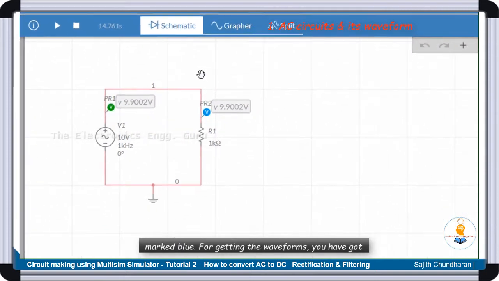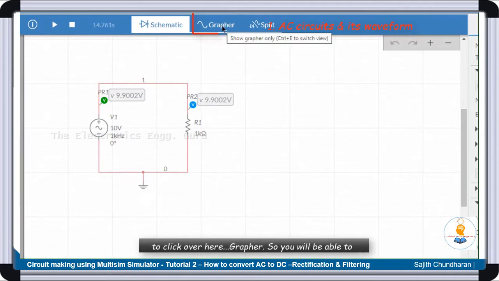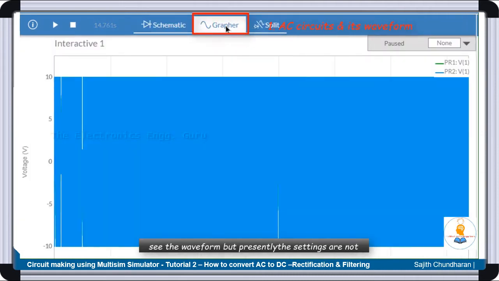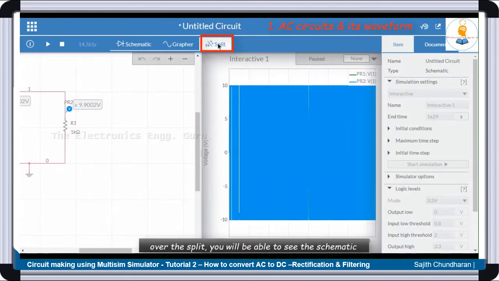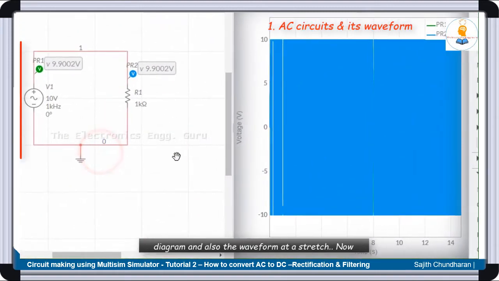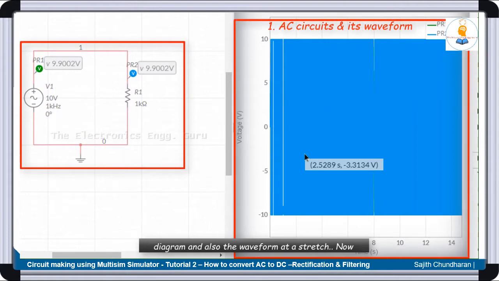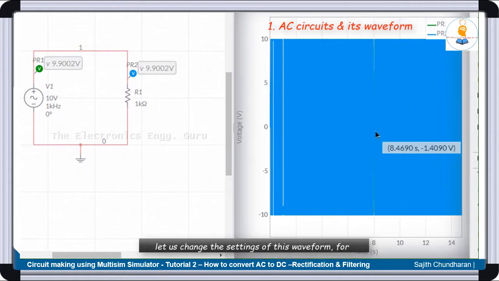For getting the waveforms, you have got to click over here, graph. So you'll be able to see the waveform, but presently the settings are not right. We will be arranging those settings. Now before that, let us go and click this split. When you click over the split, you will be able to see the schematic diagram and also the waveform at a stretch. Now let us change the settings of this waveform.